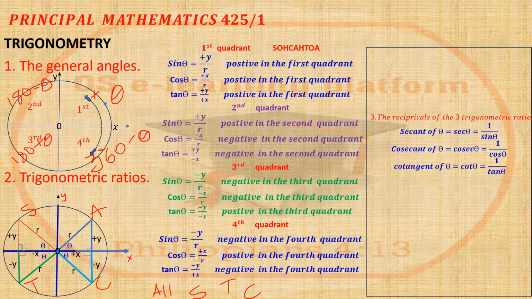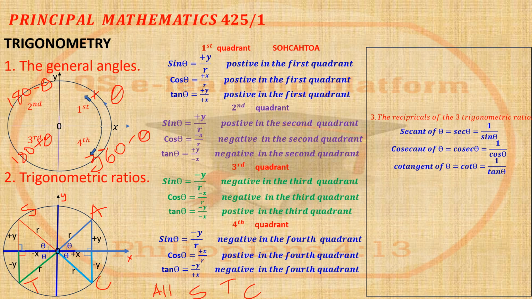Now, the reciprocals of these three trigonometric ratios share the same sign in the quadrants where you are defining them. For example, if you are talking about the reciprocals, that's sec, cosec, and cot in the first quadrant, they do share the same signs as their original trigonometric ratios. The same thing with the second, third, and the fourth quadrants.